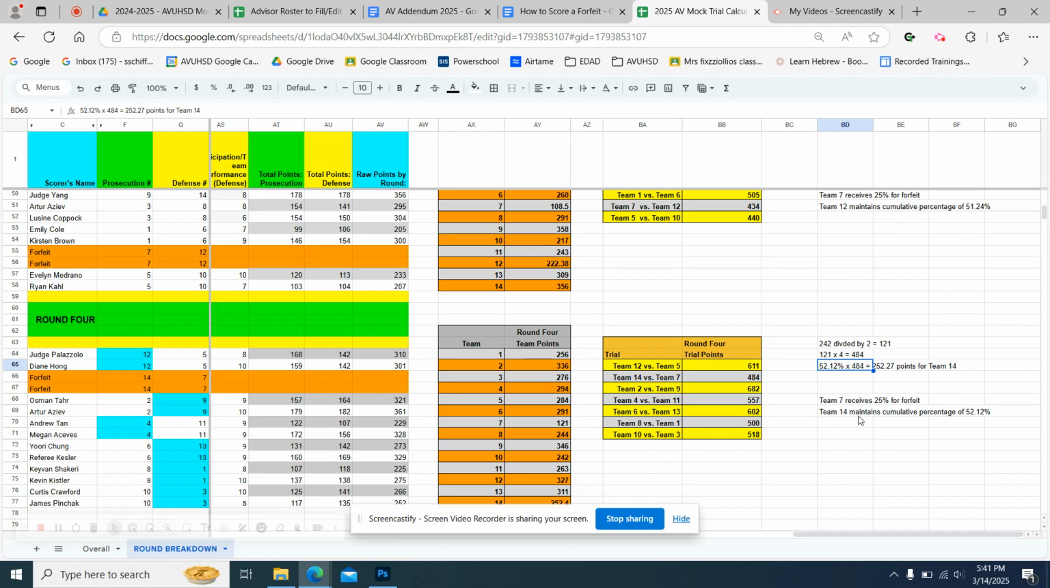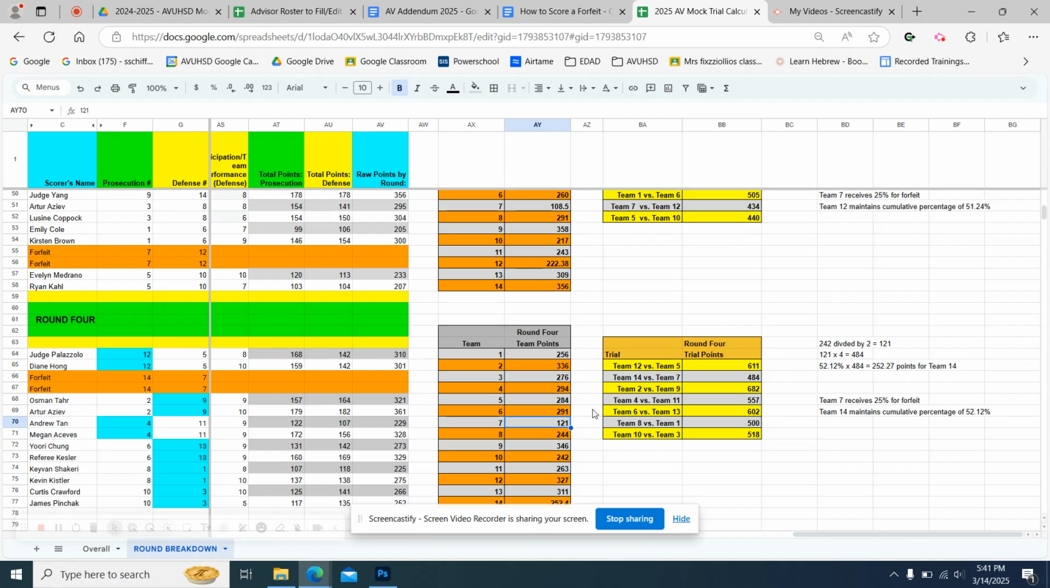So for Team 14, their cumulative percentage was 52.12% in the 3 rounds that they competed in. So that would be their cumulative percentage that we're trying to get to. First, I found the lowest scoring team. In this case, it was 242 points, Team 10. So I divided that by 2 and got 121. So therefore, the forfeiting team, Team 7, would get 121 points for the round.